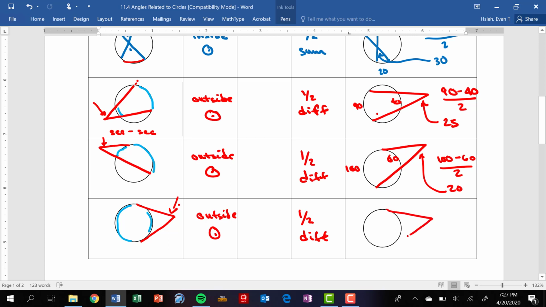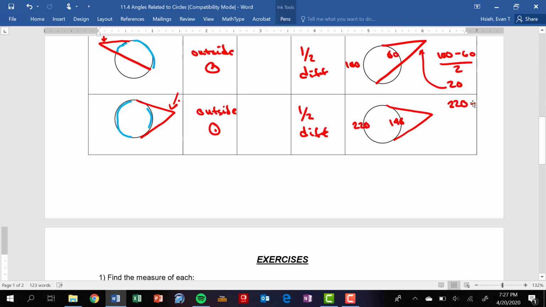So if we have a tangent, and I know that this is, say, 220 degrees, which makes this going to be 140 degrees, right? Because I have to add up to 360. It's going to be 220 minus 140. Oops. 140 divided by 2, which gives me 80 divided by 2. And that's going to be 40. And so that's going to be that angle right there.